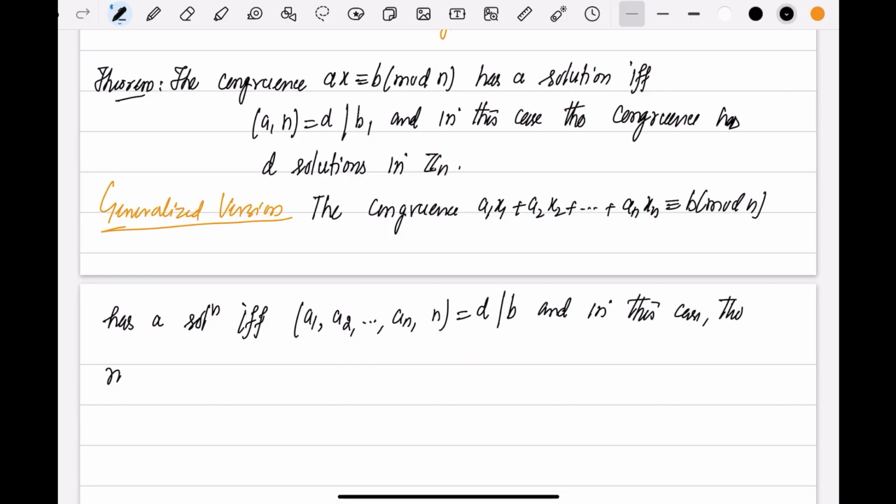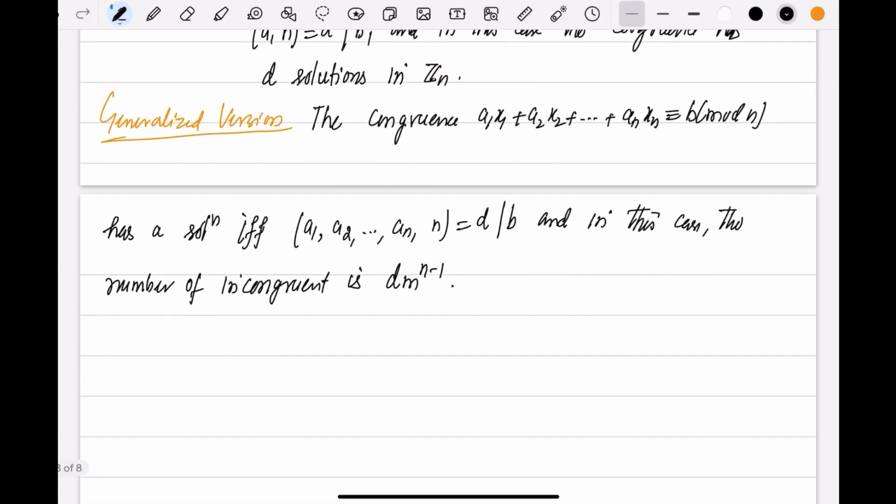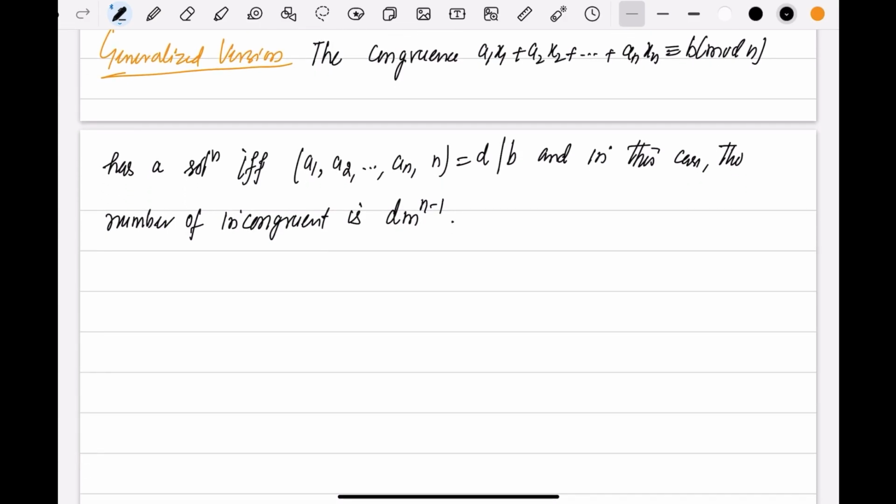And in this case, the number of incongruent solutions is d to the power n minus 1. So there is a formula for calculating the number of incongruent solutions, or the number of solutions in Zn.